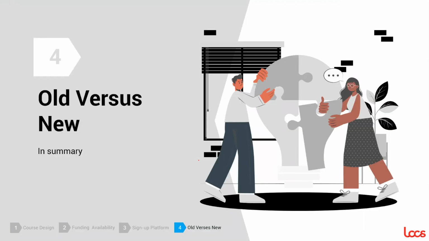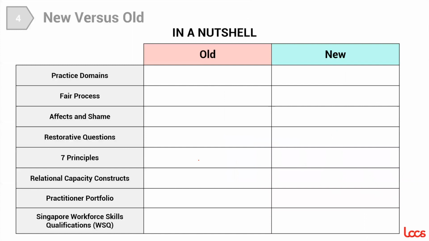Okay, I'm just going to give you a very quick summary of the differences between the old and the new. In a nutshell, don't worry about the abbreviations or the course content here, but just get a good sense of what you are getting. Previously, practice domains, yes, the old workshop has it as well as the new one. Fair process, the old has it, the new also has it. Effects and shame, same thing. Restorative questions, same thing. And this is where things get different.